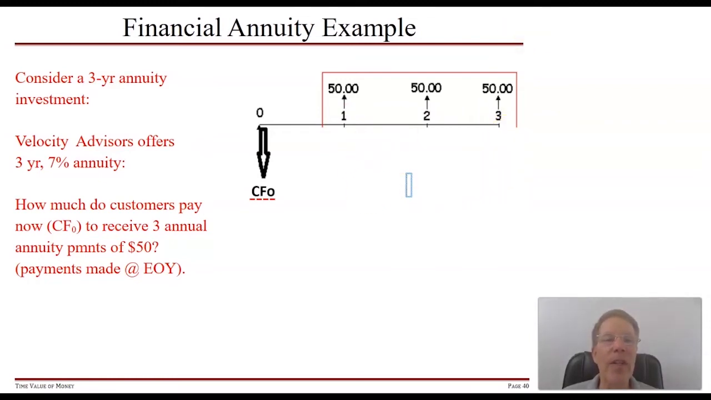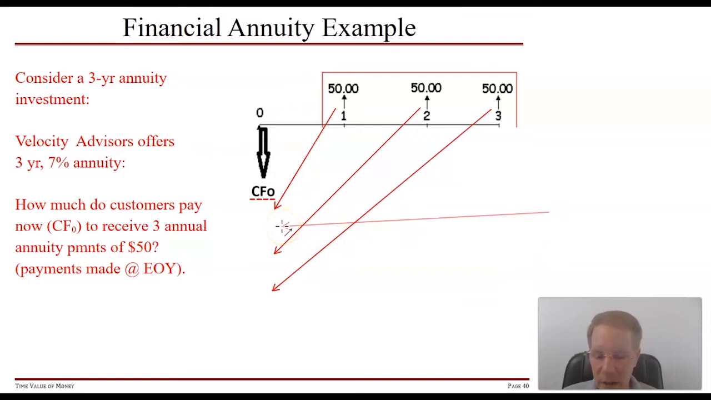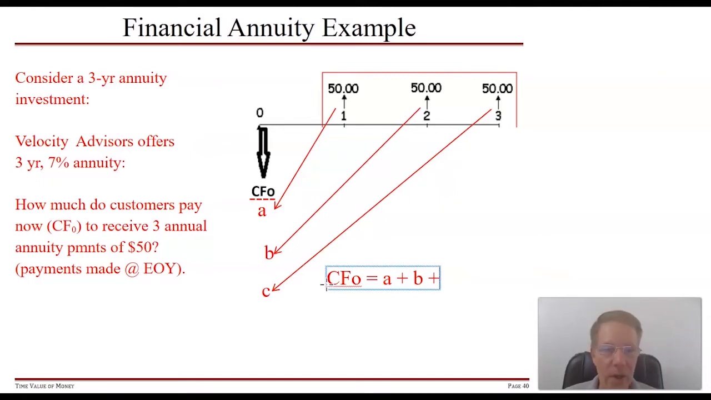So what we're going to do with this, like we've always done, is there's going to be a tranche that'll be growing into 50, a tranche that'll be growing into 50 after 2 years, and another tranche that'll be growing into 50 after 3 years, right? And we could call that A plus B plus C, and as usual, CF0 equals A plus B plus C.